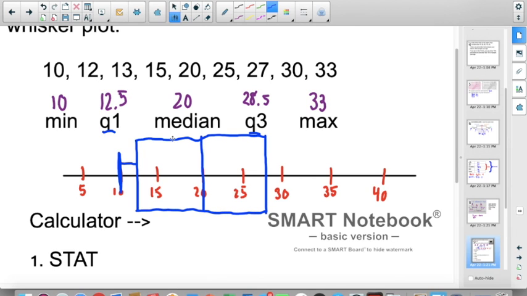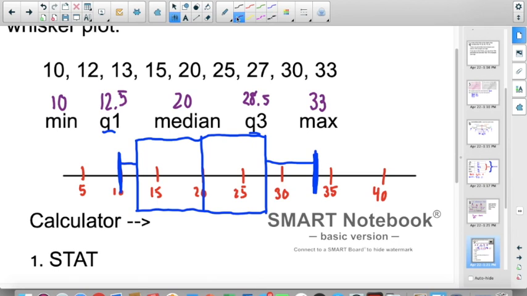Right? And then again, the max is 33. That is the end of my whisker. That should be right about here. Okay? That's kind of a thick line, but that's okay. Right about there. And that's my box and whisker plot.